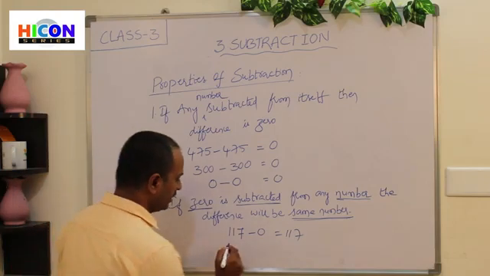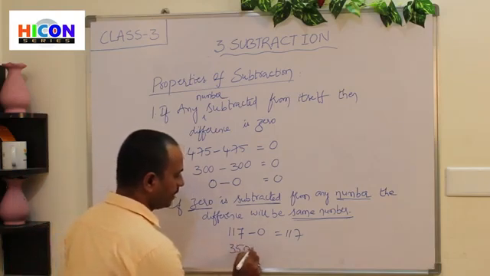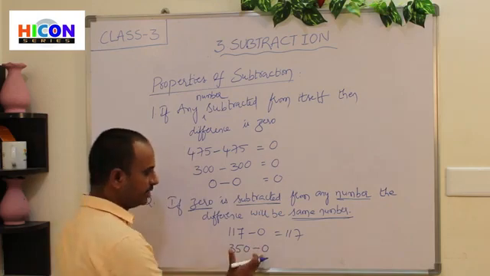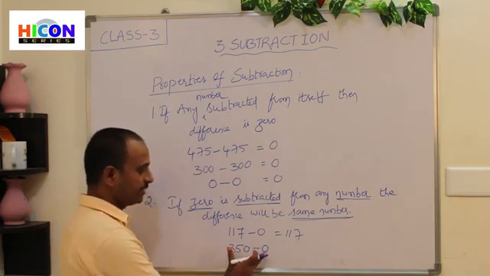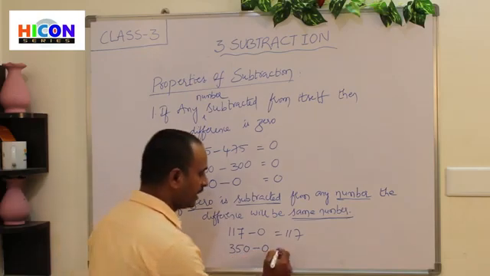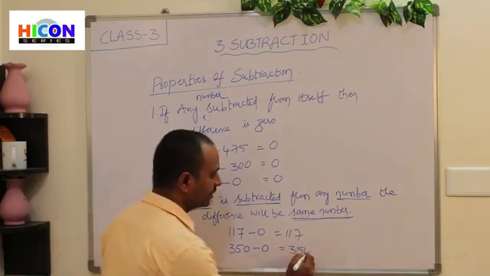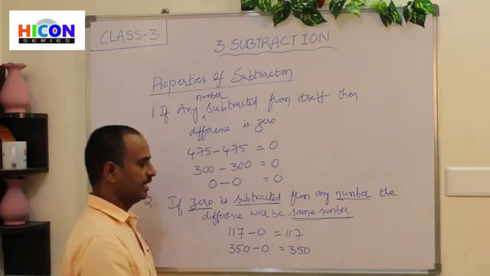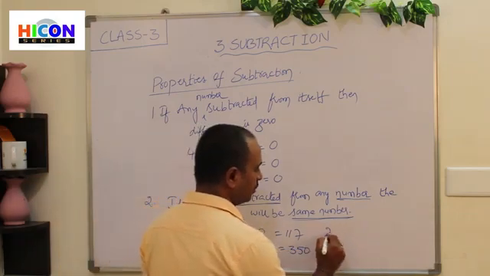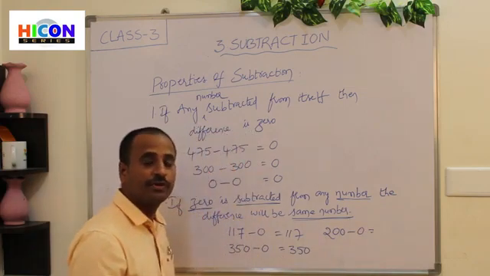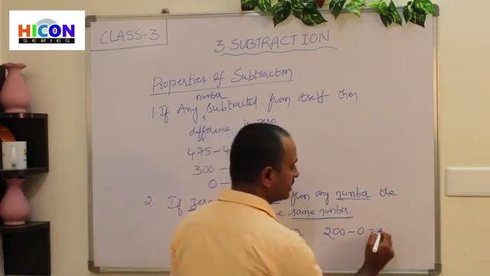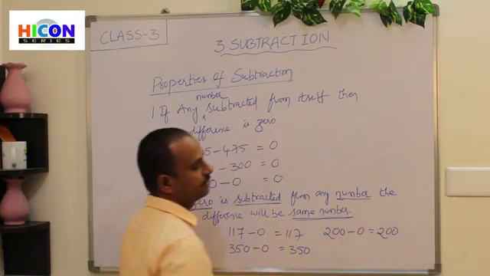In the same way, 350 minus 0. That is, 0 is subtracted from 350. If you subtract 0 from 350, again you will get 350. In the same way, 200 minus 0. If you subtract 0 from 200, again you will get the same number, that is 200.